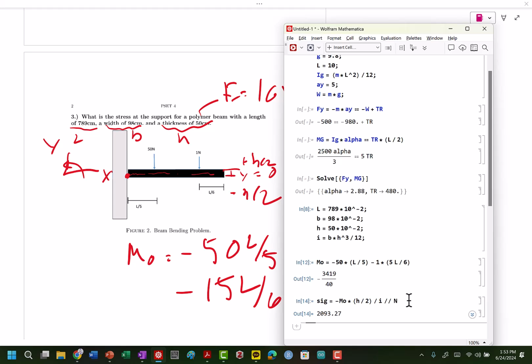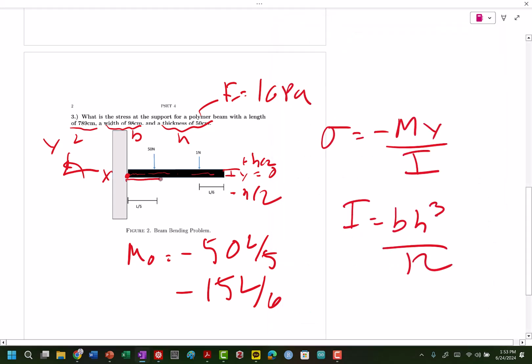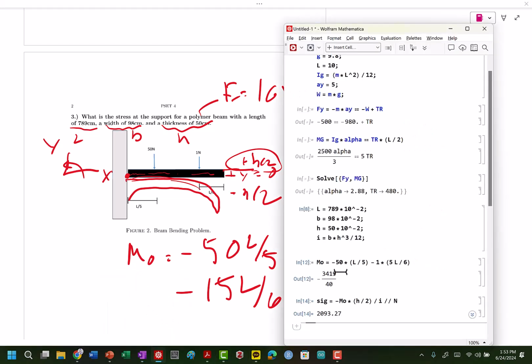Now, why is that? Well, when this beam bends, this part is elongating. So the top of my beam, plus h over 2, is actually going to give me a value that should be in tension. And if I do minus h over 2, that's going to give me compression. So that's it.